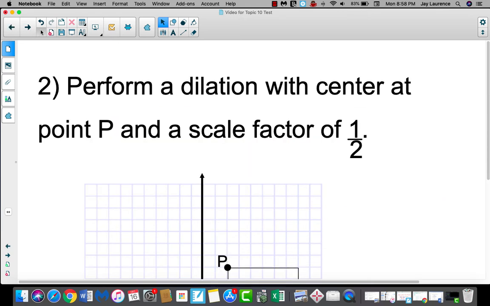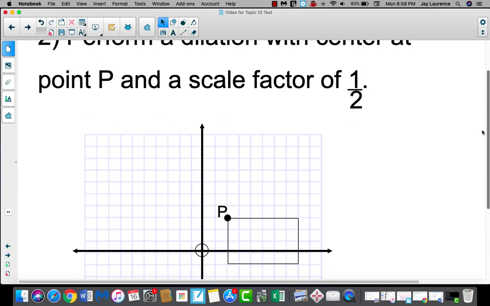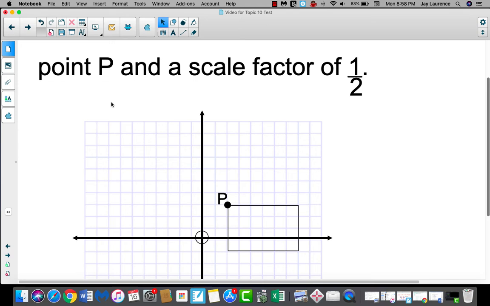Problem number 2. I have to perform a dilation with the center at a point P. So this one's done a little differently, and a scale factor of 1/2. Well, point P is a special point in this one. You see, P is not going to move. So I don't need the coordinates of all the vertices. I don't need to write P, Q, R, S. I can if I want to, but I don't have to.